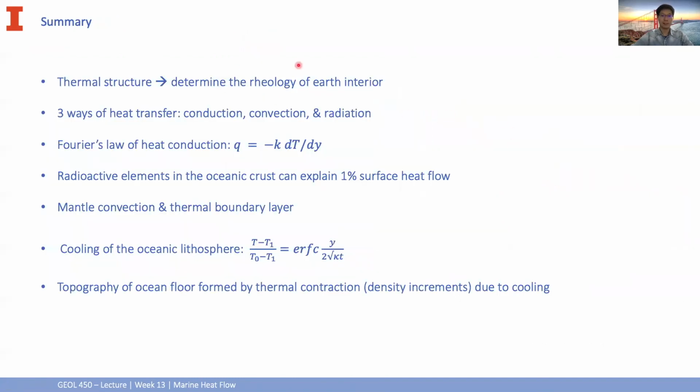Finally, here is the summary. First, the thermal structure is very important to determine the reality of the Earth's interior. And there are 3 ways of heat transfer: conduction, convection, and radiation. We know Fourier's law of heat conduction, and we also learned that radioactive elements play a negligible effect on the total heat flux of the ocean surface.